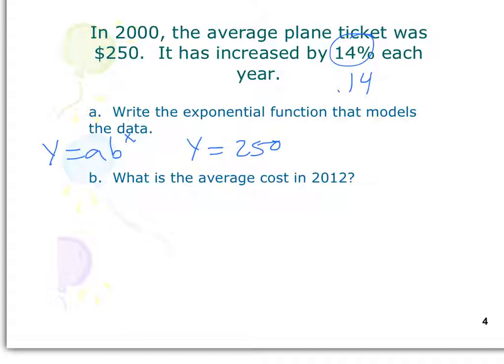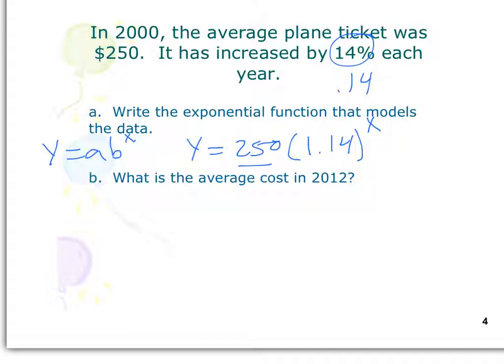However, I do want this model to represent growth, so each year I want it to take 14% of the previous year and add it on to that total. To do that, for my growth rate, I will use 1.14, and that will make sure each year that we include the price of the ticket the previous year and then add on 14%.